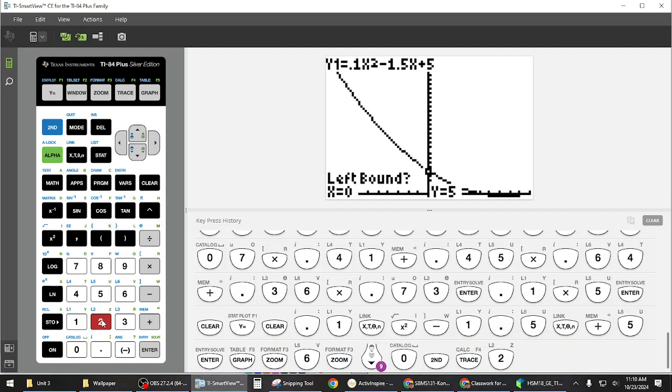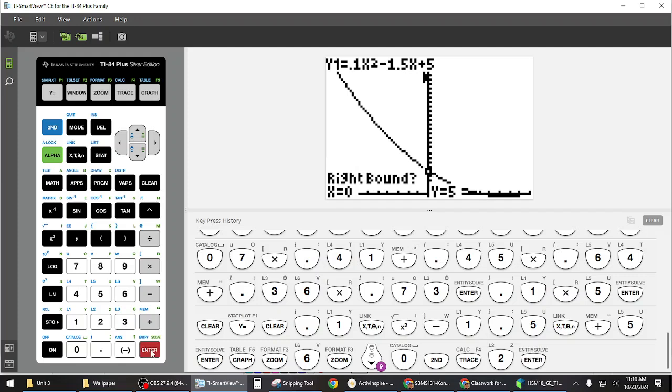Okay. Do you agree the 0 is roughly here? Yeah. So what this calculator has to have you tell it is the two sides that it wants you to look between. So the left bound means you've just got to be to the left of the 0. You don't have to be on a specific value. As long as your little cursor is left of the 0, you're fine. So mine is, I'm going to hit enter.